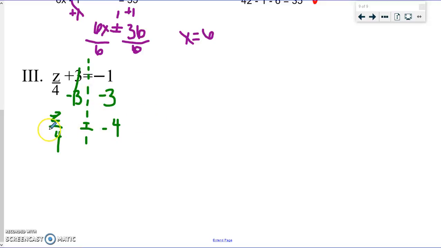So how do we undo division? Well, we multiply. All right, so 4 divided by 4 cancels. That's 1. That's that inverse property we talked about. So z equals negative 4 times 4, which is negative 16.